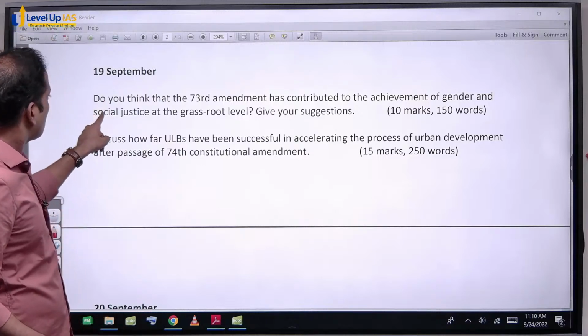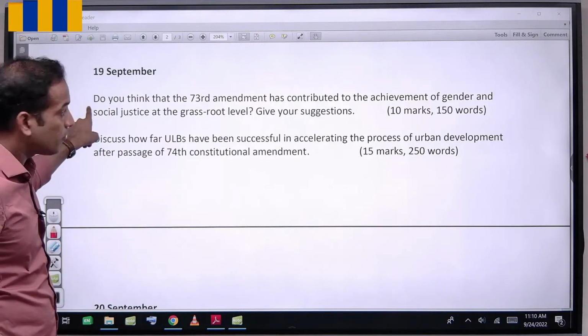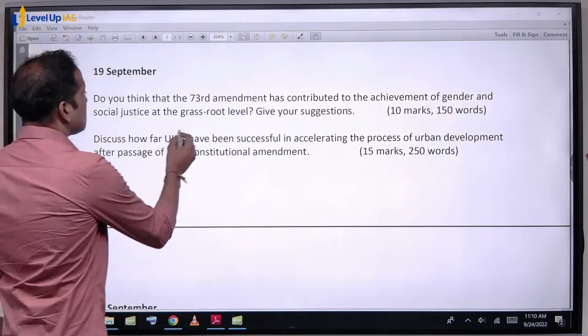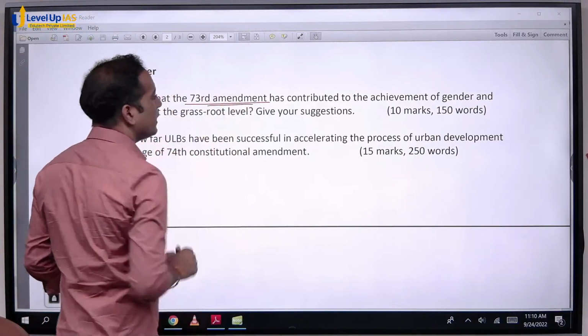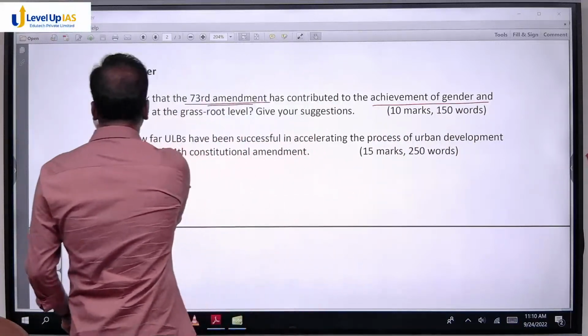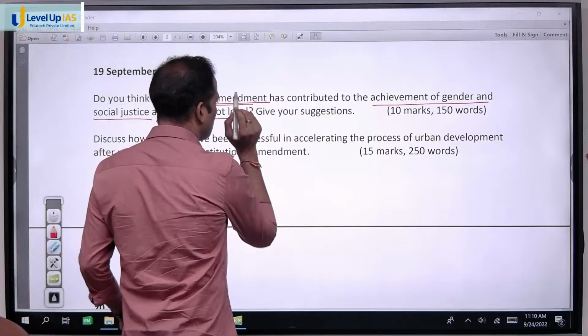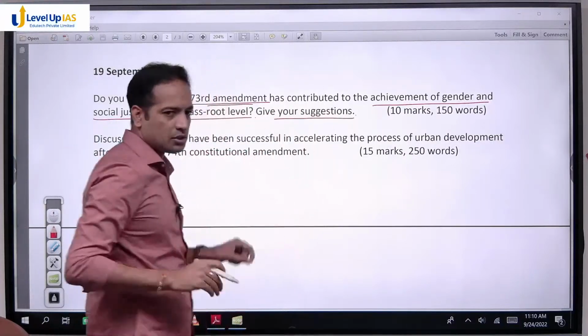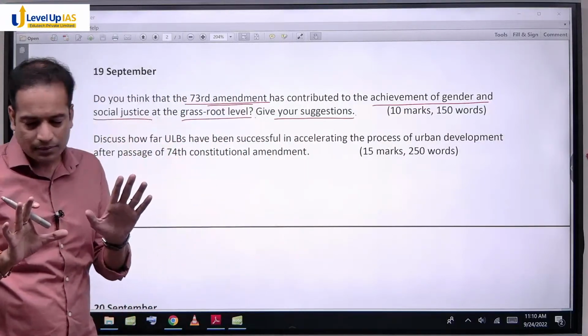Look at the first question on 19th September. The question says, do you think that the 73rd Amendment has contributed to the achievements of gender and social justice at the grassroots level? Give your suggestions. This was a question, right?